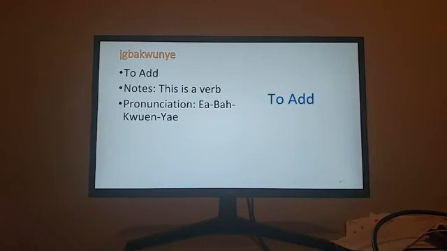One thing to look out for, and this is where those of us that are first language English speakers have trouble, is the character GB. GB is one letter in Igbo, and it's very difficult for us to say if English is your first language. Most native speaking Igbo people give us a break on this one, and they usually just say it as if you're saying B. So that's why I'm saying Ea-Bah-Kwuen-Yae, to add. Native speakers will definitely hear my accent immediately, because I don't pronounce GB like a native person would. So again, Ea-Bah-Kwuen-Yae, to add.